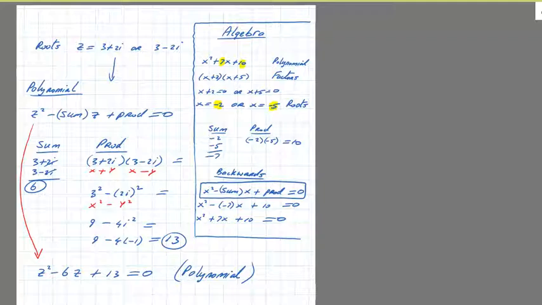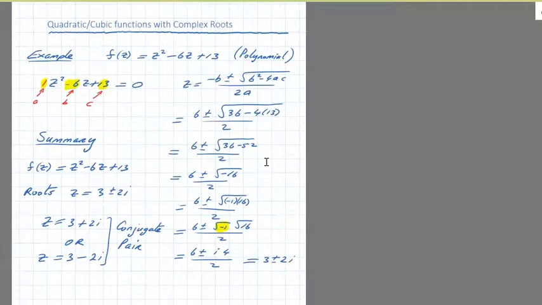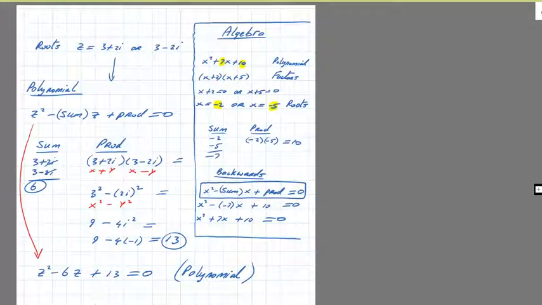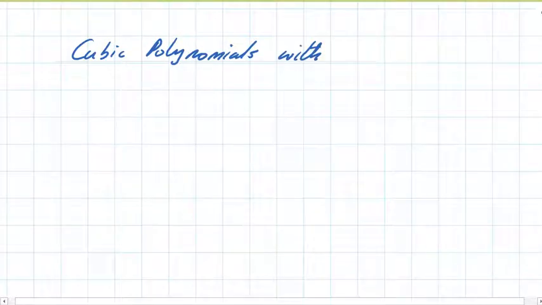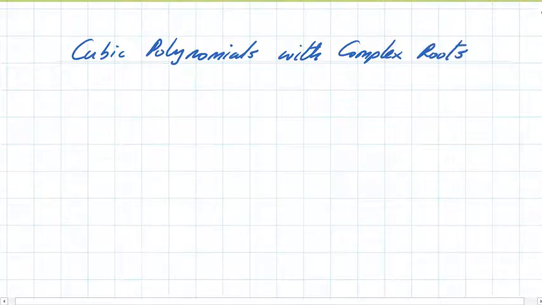Now we'll just take it one step further before we finish. We've talked now about quadratics. Now let's go on to cubics. So that was a quadratic polynomial. Now let's go on to a cubic polynomial. So cubic polynomials with complex roots. So let's have a look at this.